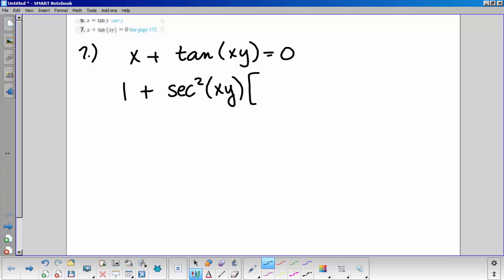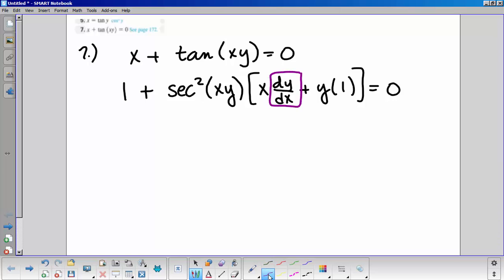So we have to use the product rule. First, which is x. And what's the derivative of y? dy/dx. Good. Plus second, which is y, times the derivative of the first, which is 1, right? Equals 0. Now we've got to solve for dy/dx. This is a little bit messier than we're used to because we have to distribute this first in order to separate the dy/dx.